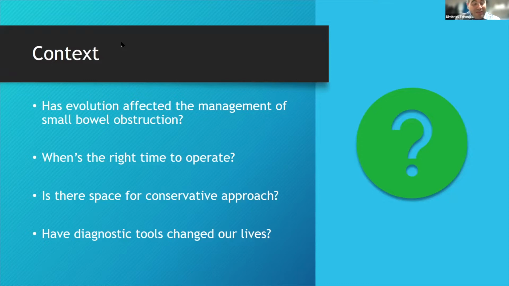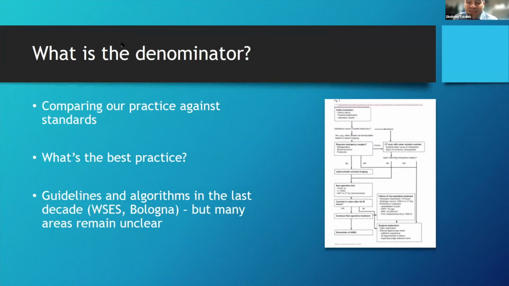And whether there's any space nowadays for a conservative approach, because the old denominator we had was that we shouldn't leave the sun set and rise before proceeding, we shouldn't leave small bowel obstructions unoperated. But nowadays, I think we need to compare our practice against the guidelines that we have. And for the last 15 years, we have guidelines from the World Society of Emergency Surgery and the revised Bologna guidelines in 2017. So they are giving us some guidance, but there are many areas which remain unclear.